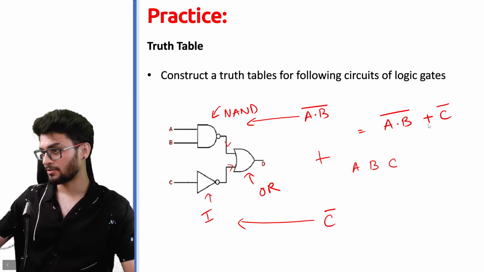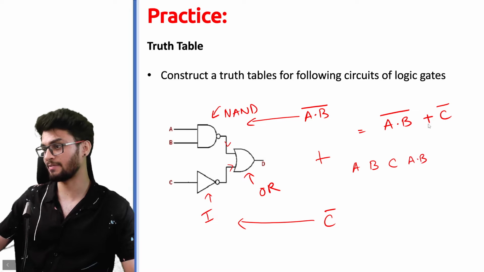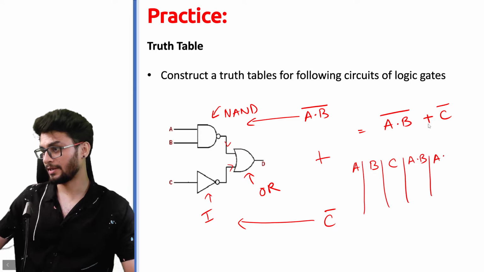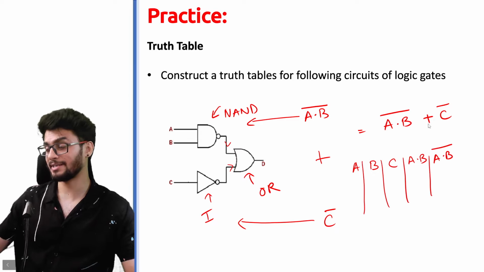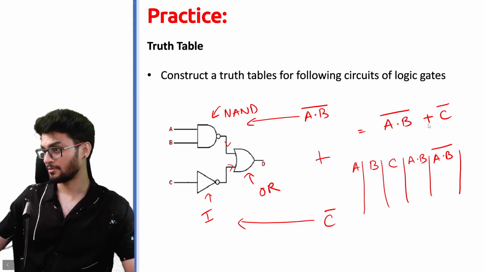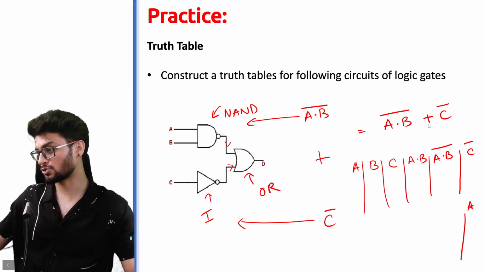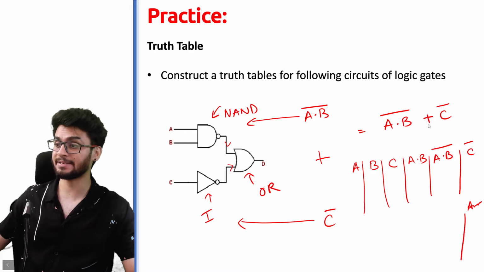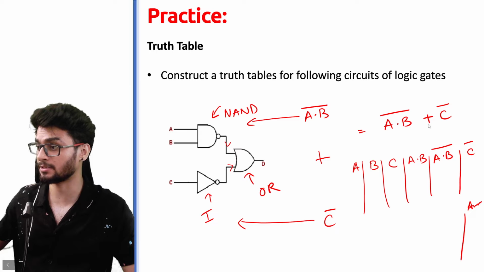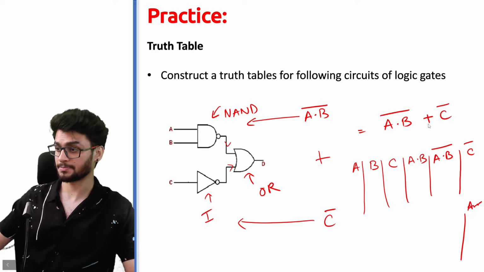After that, you can slowly and steadily keep on writing A dot B ki value kya hone wali hai. Then you can say A dot B inverted ki value kya hone wali hai. Then what is the value of C inverted? And also at the end, you also need to write the answer. And yahan par aap sari values fill karte ho by the help of zeros and ones.